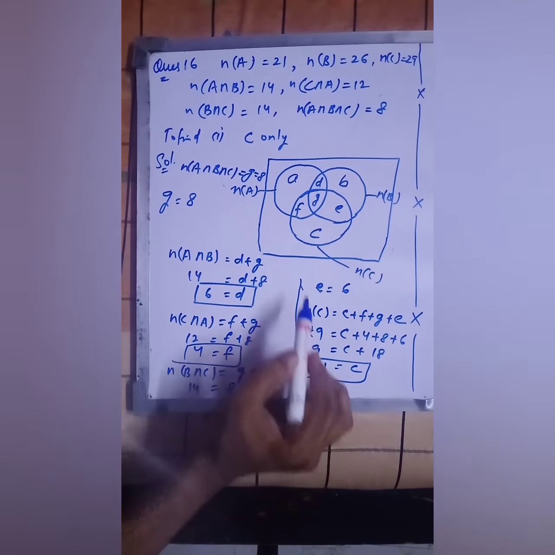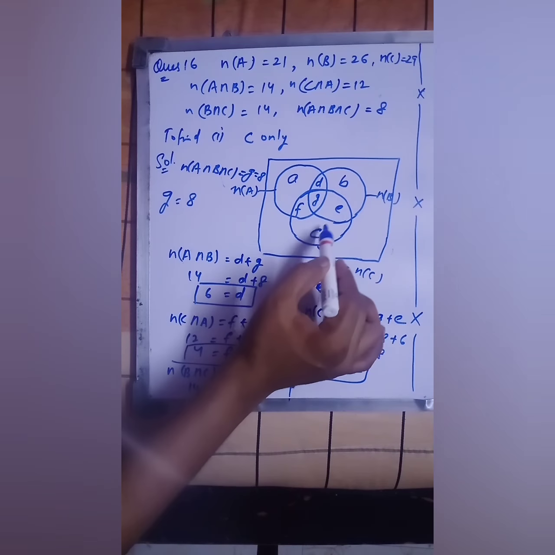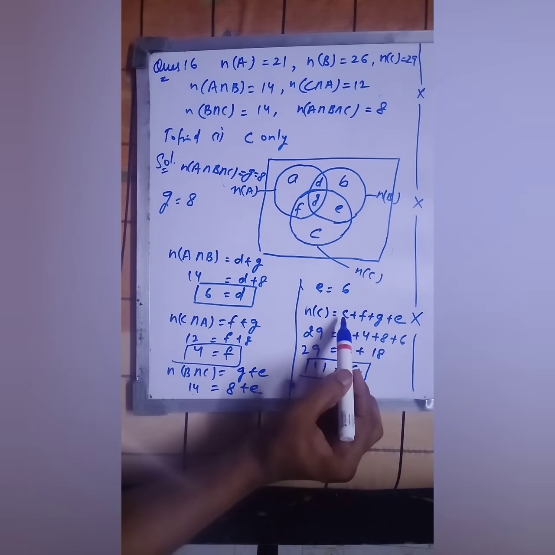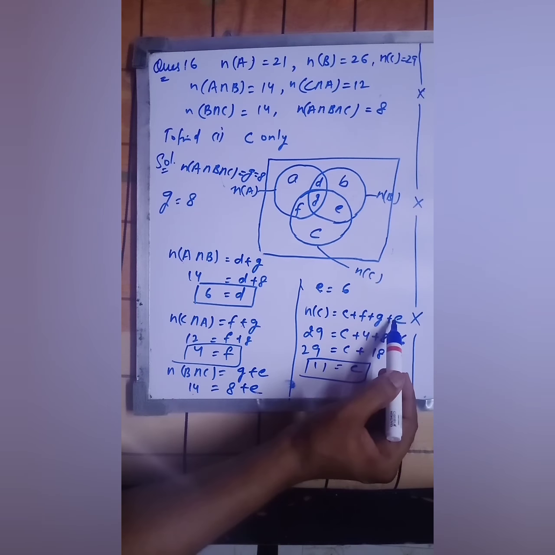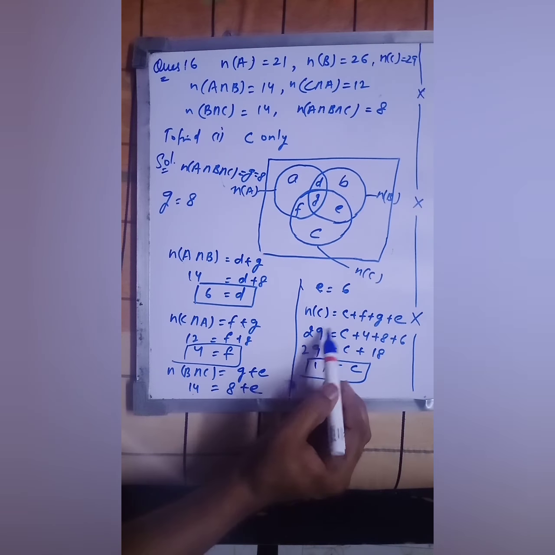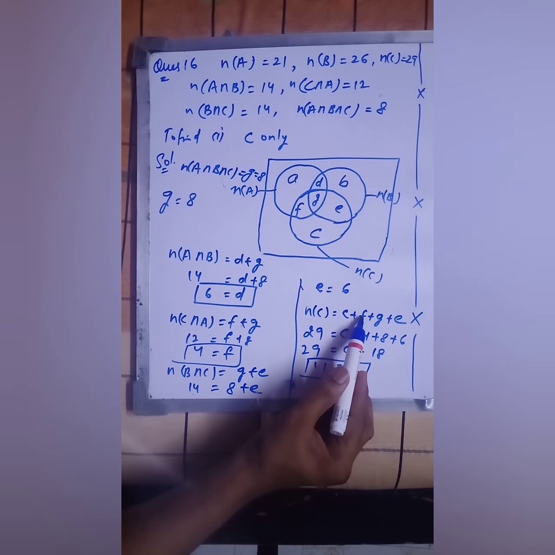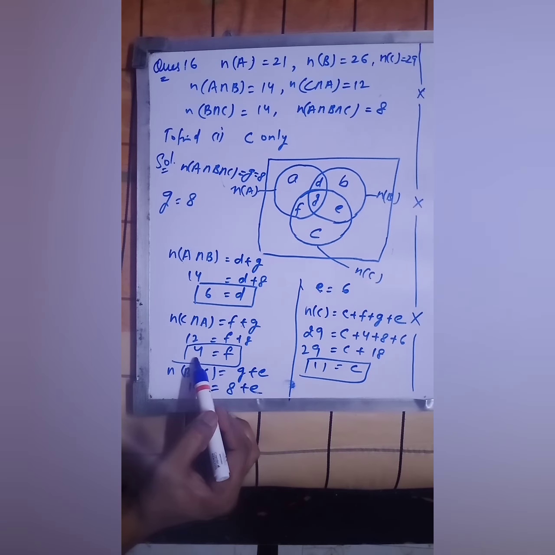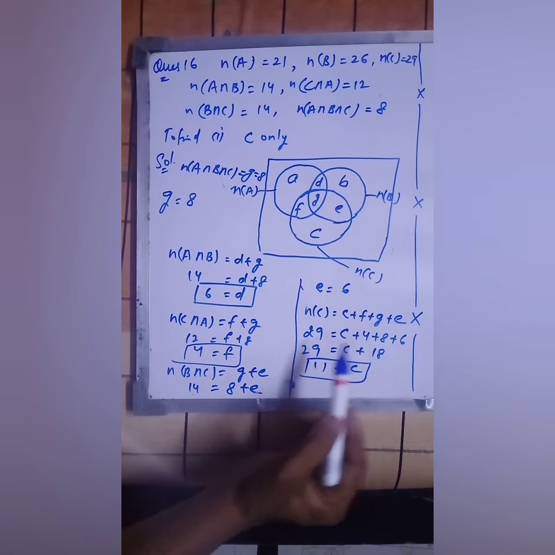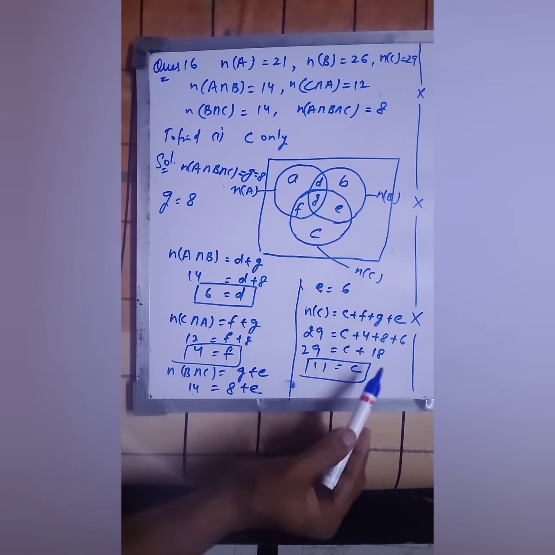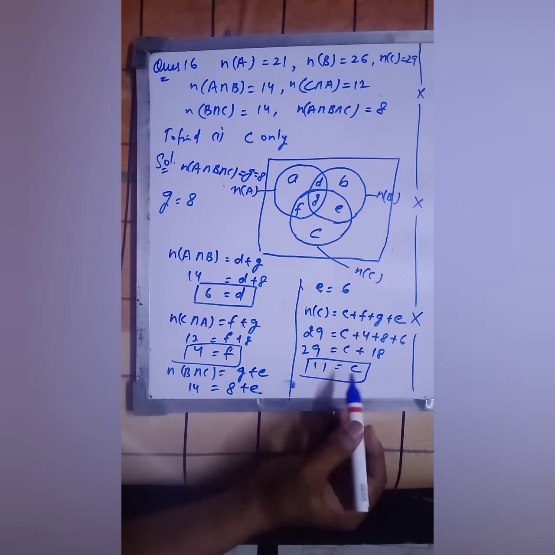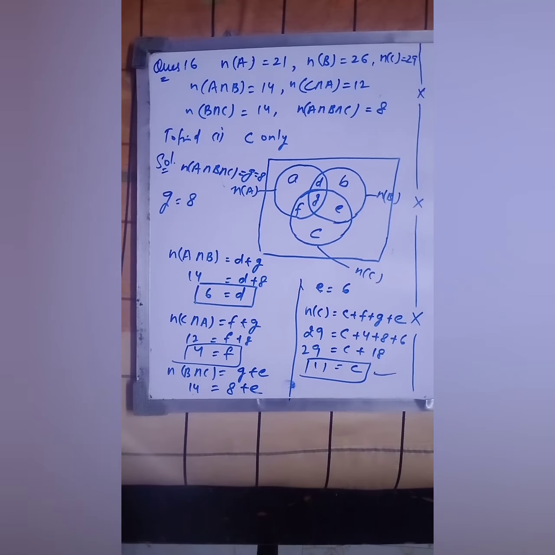Now for your NC, this whole will be C plus F plus G plus E. Okay, NC is given 29, C is not given, C we have to find out. Okay, F you have calculated, that is 4. G is given, the value of E is 6, so you have to put all the values, and after solving you will get C is equal to 11. Okay, so this is your required answer.